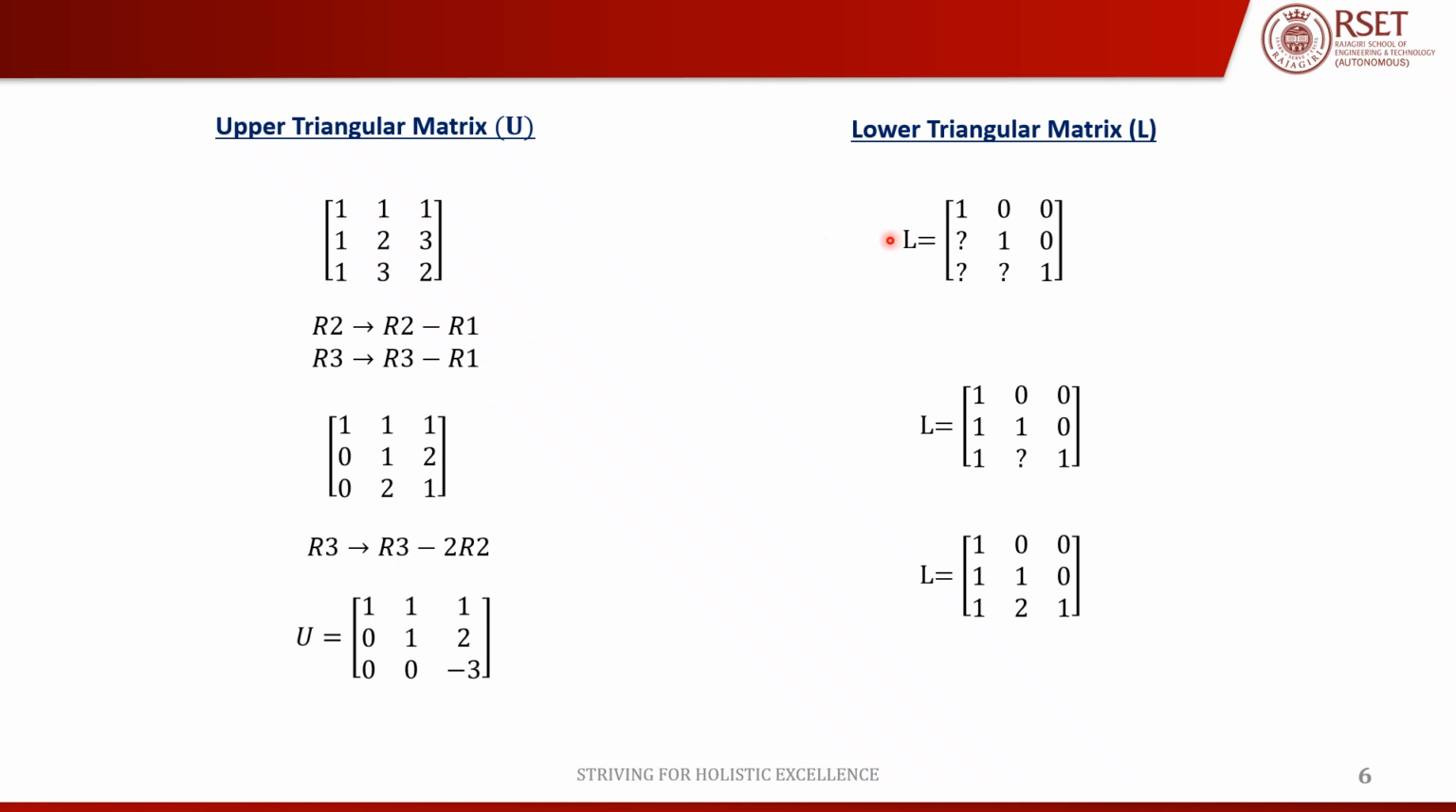Listen here. Here we have the lower triangular matrix, which is in this form. We have to find these three elements, which I have marked with a question mark. The first element of the second row and the first element of the third row will be the multipliers we are using with R1. Here we are multiplying by 1, right? We are not taking the minus sign, we are taking the number only.